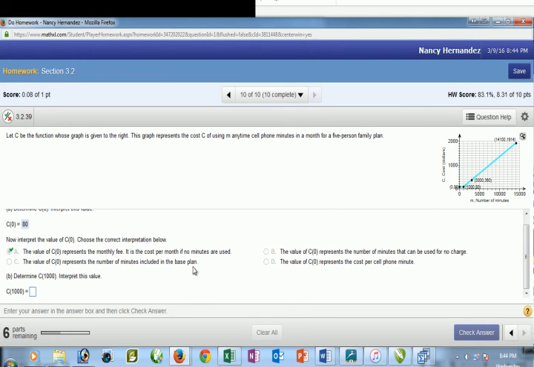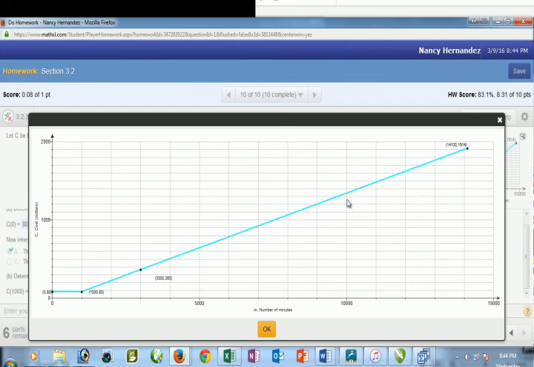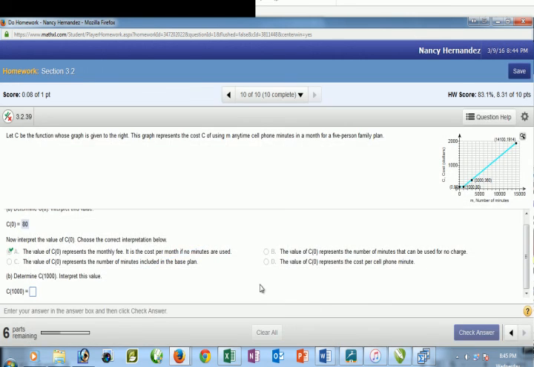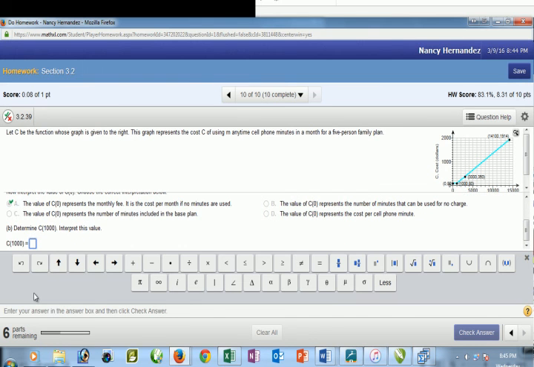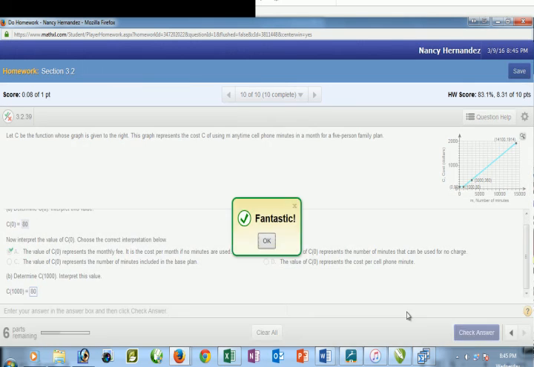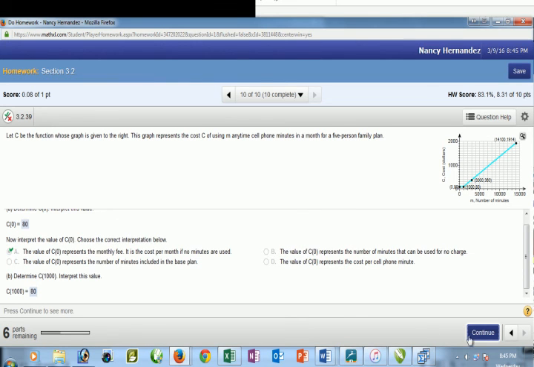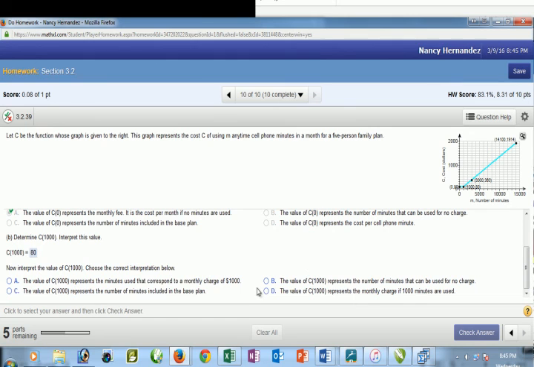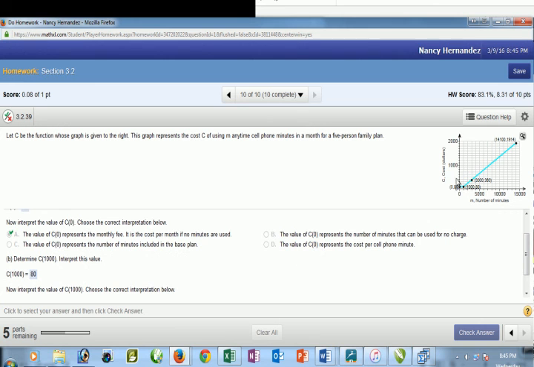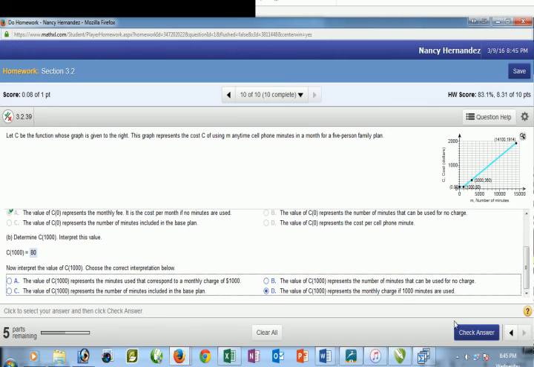Determine C of 1,000. When you add 1,000, what is your Y? At 1,000, my Y is what? 80. So I should be able to type in 80. The value C of 1,000, which is the Y part, is the cost per dollars of the plan, the value of your monthly charge.